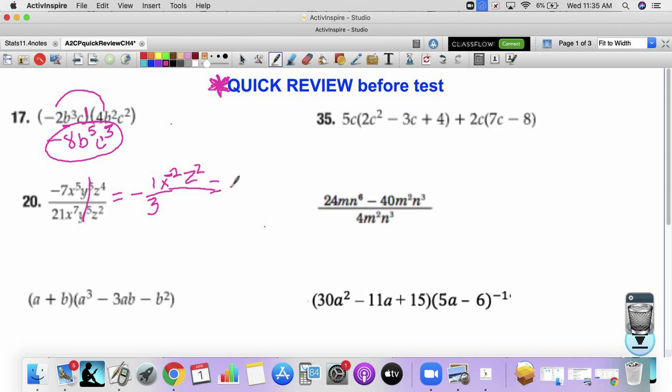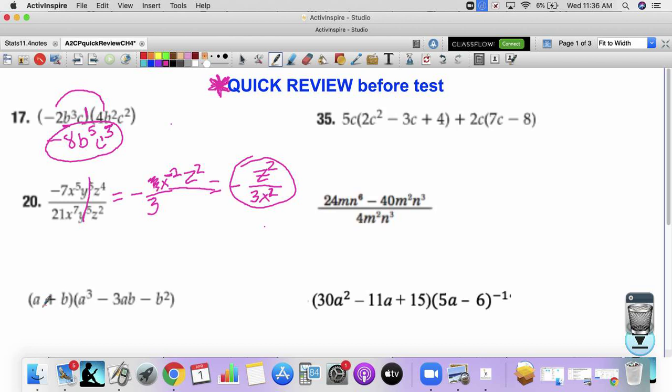Now I'm not entirely done. I'm still going to have a negative on the outside. I don't need a 1 in the numerator. I'm going to take this because it has a negative power and I'm going to put it below with the 3, which is already there, and make my exponent positive. And then I'm going to keep a z squared up top. Okay, there's my answer for this one.